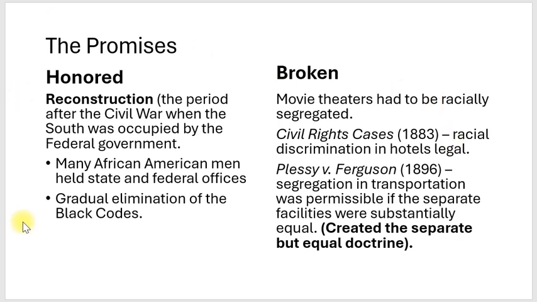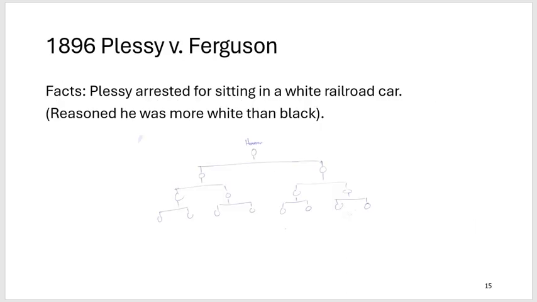Separate but equal doctrine, which says that blacks and whites could be treated differently or required to use different facilities if the facilities were substantially equal. Okay, that's what's going on. So I hope you can see this very well. So let me give you the background of this Plessy versus Ferguson case.